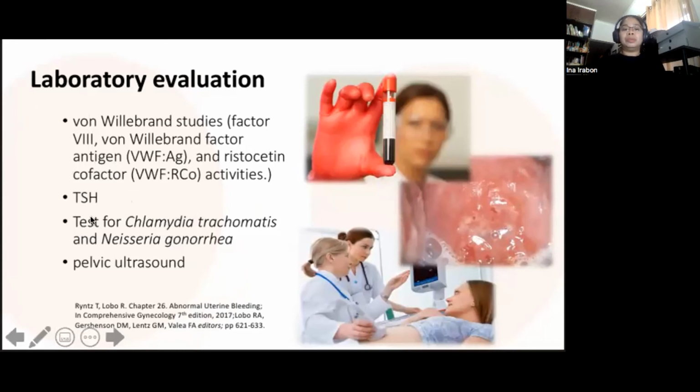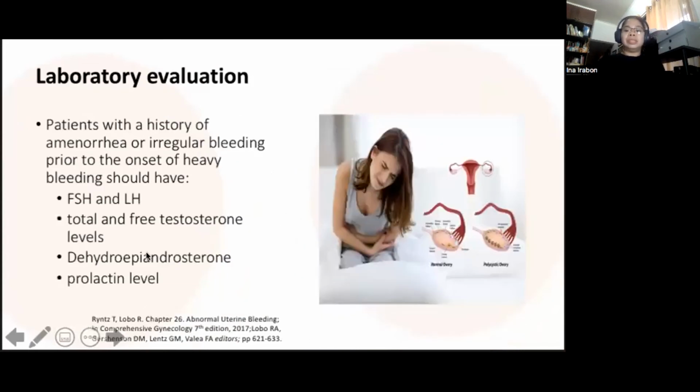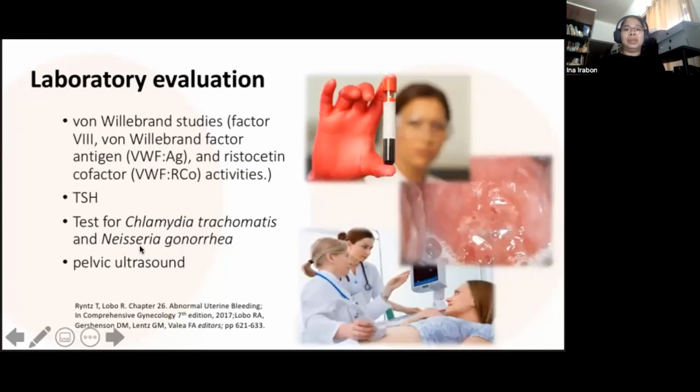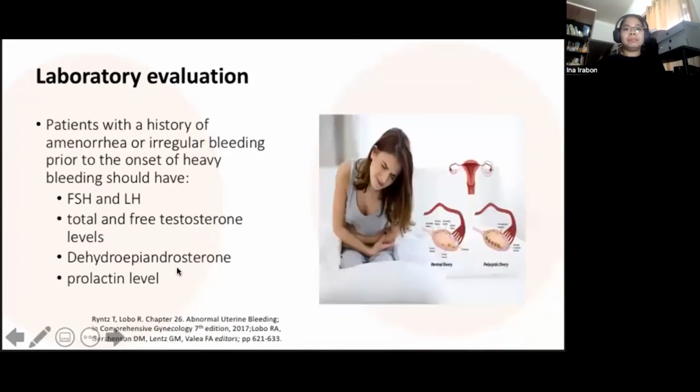We can also test for Chlamydia trachomatis or Neisseria gonorrhoeae, especially for patients that we highly suspect to have a sexually transmitted disease as a cause of the AUB. And of course, the most common laboratory evaluation will be the pelvic ultrasound. Now, for patients with a history of amenorrhea or irregular bleeding prior to the onset of heavy bleeding, then you can request for additional hormone panel.